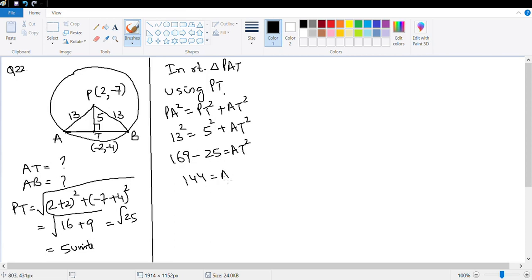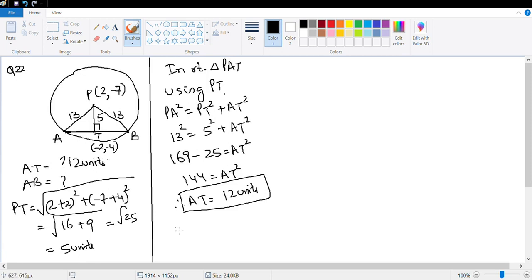144 is equal to AT square. Therefore AT is equal to 12 units. Now the answer for the square root would be plus minus 12, but since length can't be negative, therefore AT is equal to 12 units. So we've calculated the answer for AT. AT is equal to 12 units.